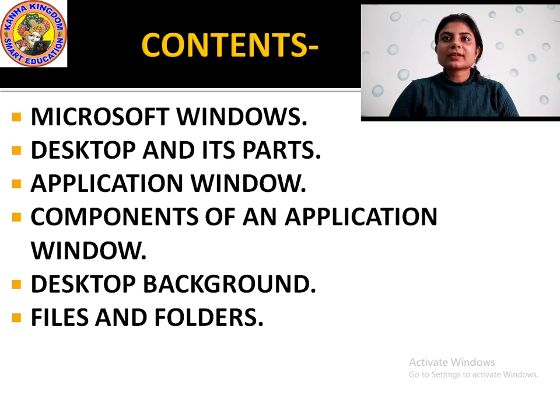So students, the contents of the chapter are Microsoft Windows. First we will study about the Microsoft Windows. Okay. Then desktop and its parts. What are the different parts of the desktop? Then application window. Okay. Components of an application window. Desktop background, files and folders. These are the contents that you will study in this chapter, that is operating system.